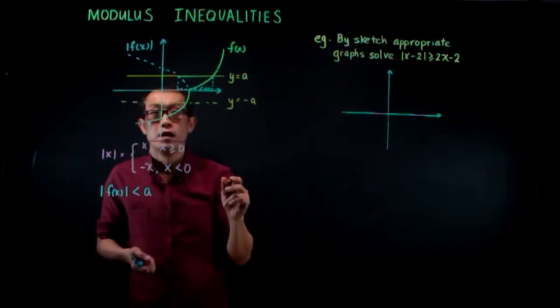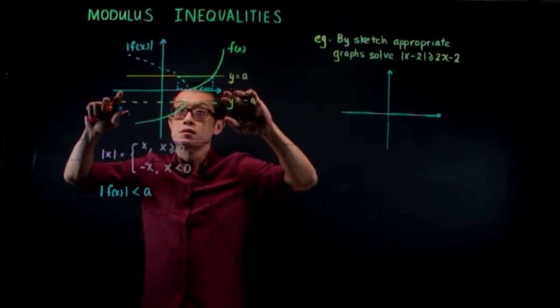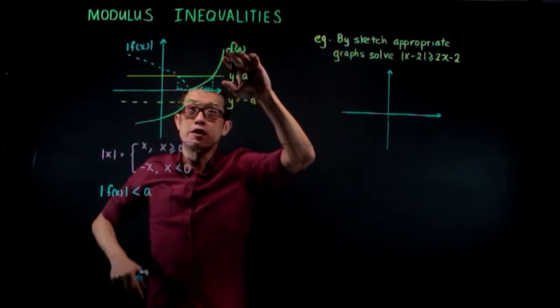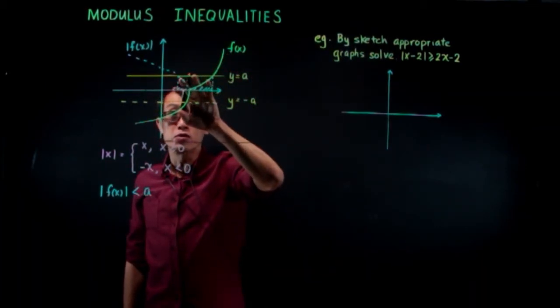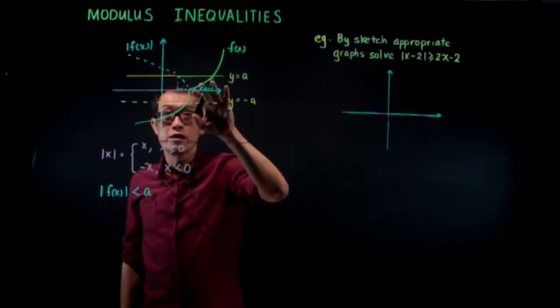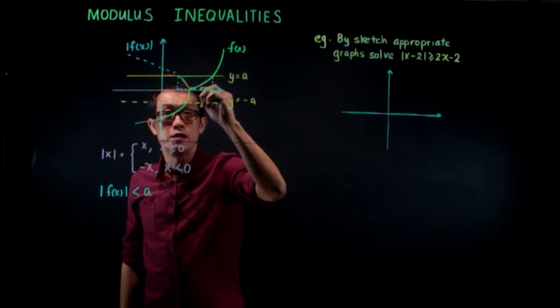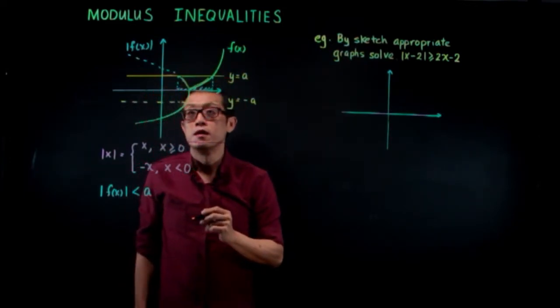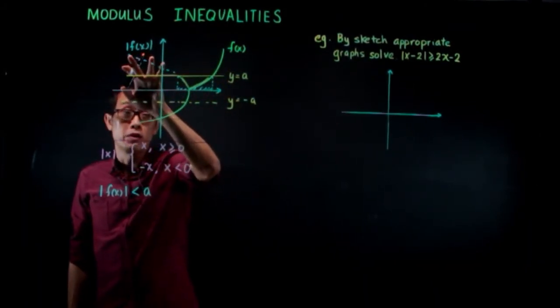All right. Now you want this portion of the graph, mod f of x to be smaller than a. So you want this portion of the graph, okay? This portion here. Now that means this is for the graph mod f of x.